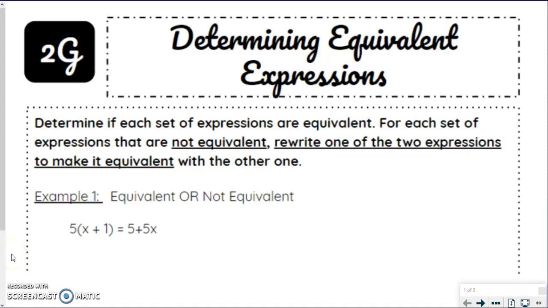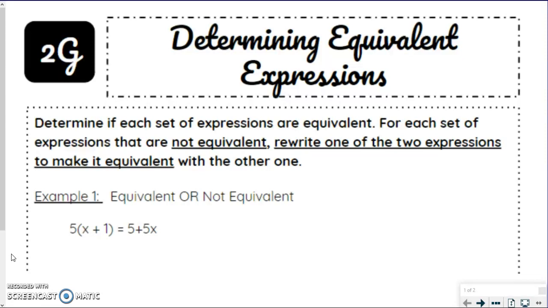All right, tidiers and organizers, here's your last part of level 2, the last new piece, which is really just taking what we've learned and putting it all together. So we're going to practice determining equivalent expressions. We need to determine if each set of expressions are equivalent. For each set that is not equivalent, we're going to rewrite one of the two expressions to make it equivalent with the other one. So we're basically going to fix it if it's not equivalent. If it is equivalent, we're just going to show that with our work and circle equivalent.